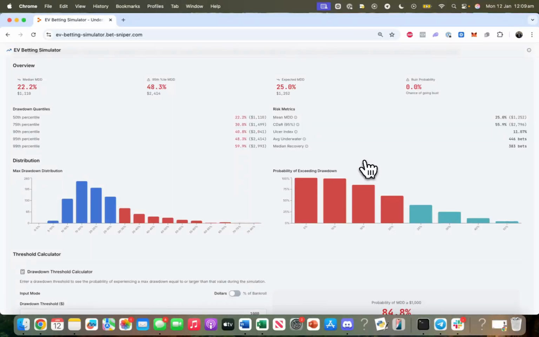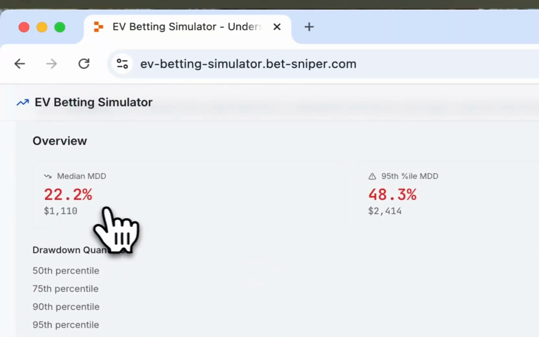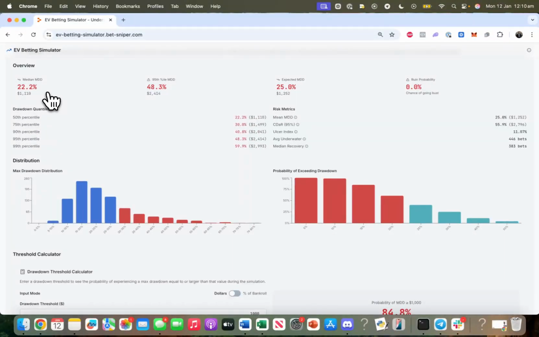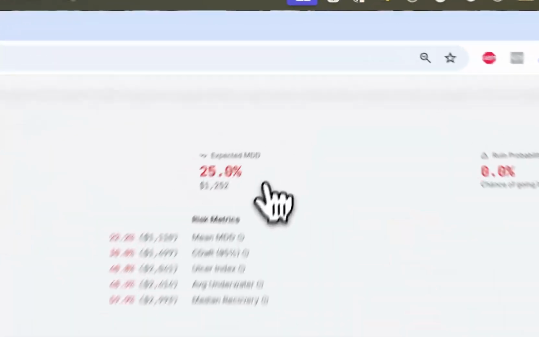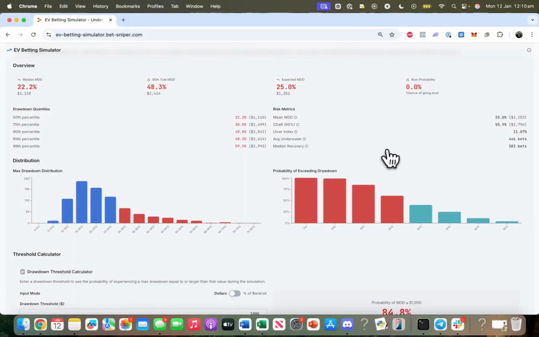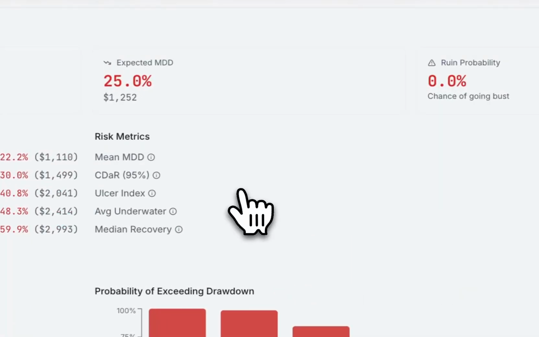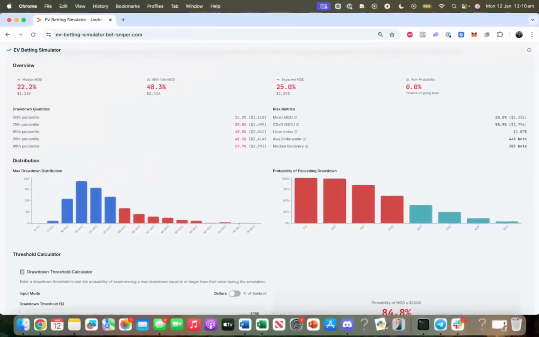The important metrics to note are the expected and median maximum drawdowns. So this is the expected worst you'll perform across the implementation of this EV betting strategy. For this strategy, the median max drawdown is 22.2% and the average is 25.0%. We also have a bunch of different metrics that you can look at to help better understand the shape of your distributions. We've also got some tables showing the distributions of your drawdown.